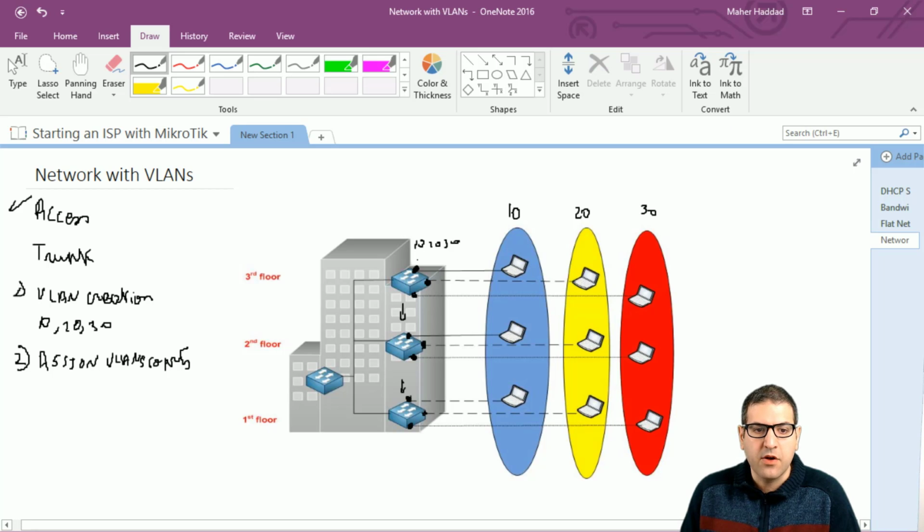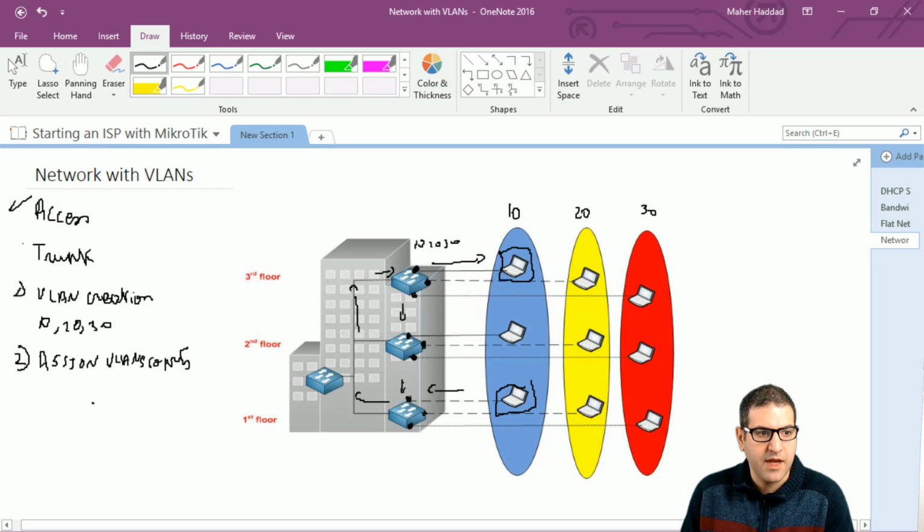Now, because we are using 3 switches and the VLANs are spread across the 3 switches, if the computer sitting here, for example this one, wants to communicate with the computer on its same VLAN, which is here, then the traffic goes from the PC to this switch, and this switch needs to send it to here, and then here the switch will know that it needs to send it to this PC. So that means we need to do something we call a trunk.